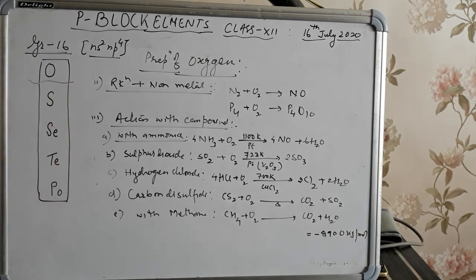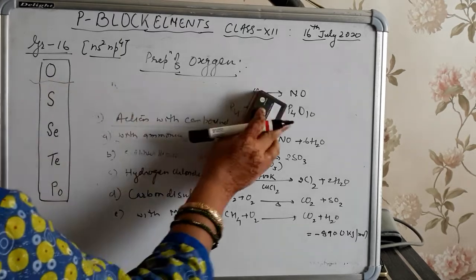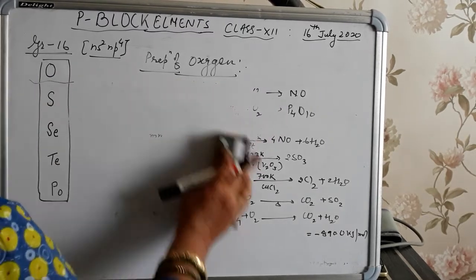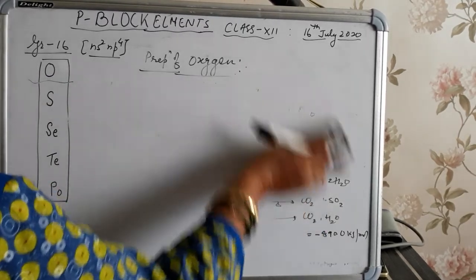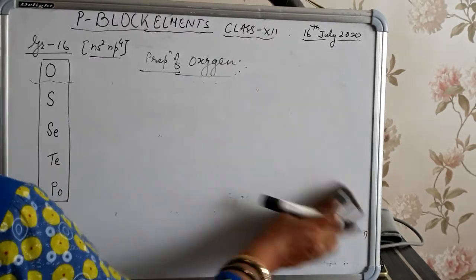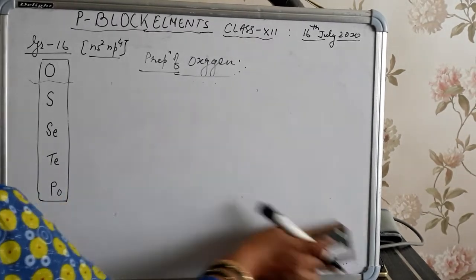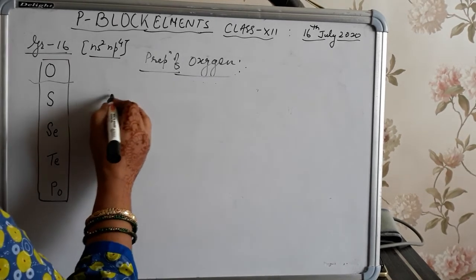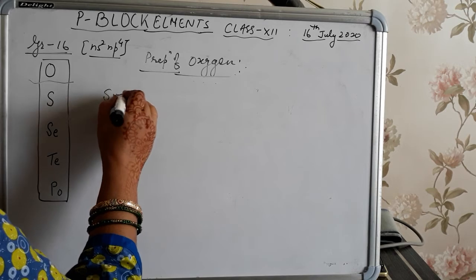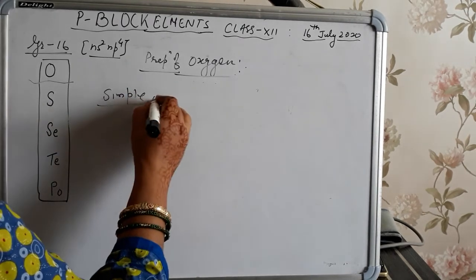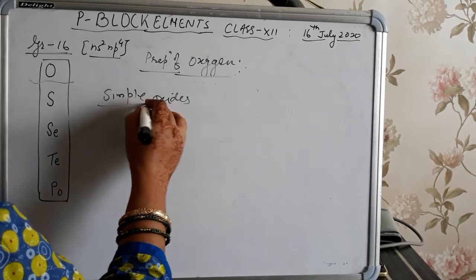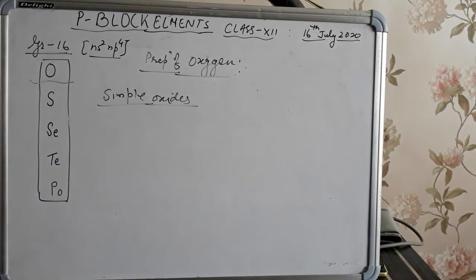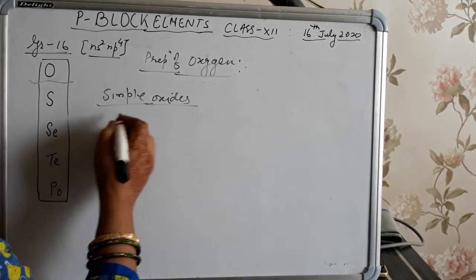Now next we talk about the oxides of the first member of this group. How many types of oxides are formed by the first member of this group? So we talk about the simple oxides. Students, it will form 3 or 4 types of oxides.